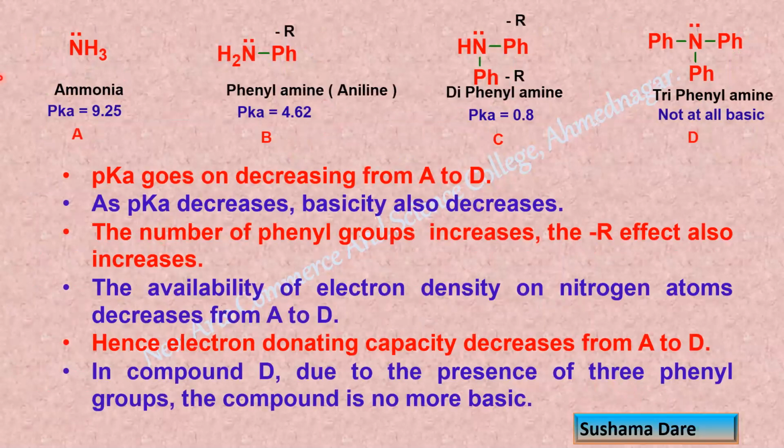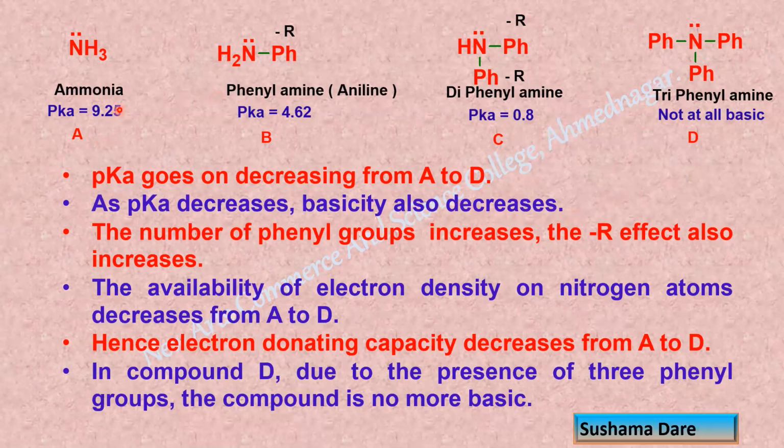Now this is the new example. Ammonia, phenylamine, that is aniline, diphenylamine and triphenylamine. So you can see every time one phenyl group we are going to add from A to D. And look at the pK value, pK goes on decreasing from A to D. As pK decreases, basicity also decreases.